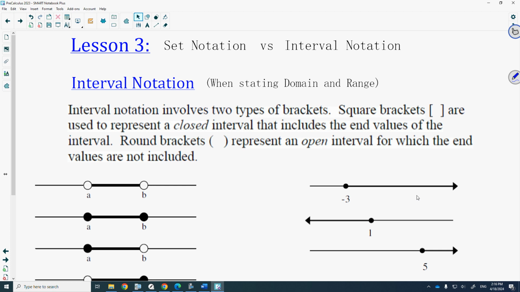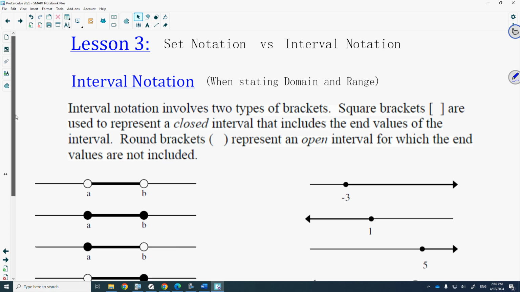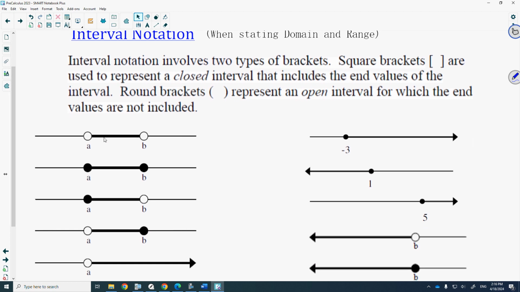So before we start this lesson, we need to review interval notation. So when we're representing our solution, so let's say I looked at this and I said, I want you to represent your solution. So your solution would be anything between A and B, but not including A and B. Now I'm going to show you how we would represent this in set builder notation, but in calculus, everything's actually going to be done in interval notation.